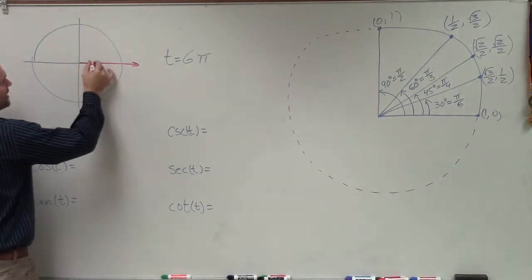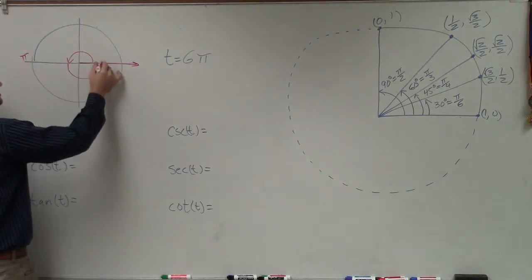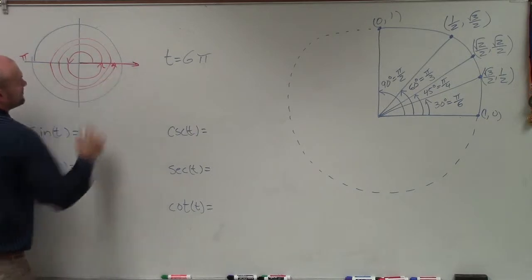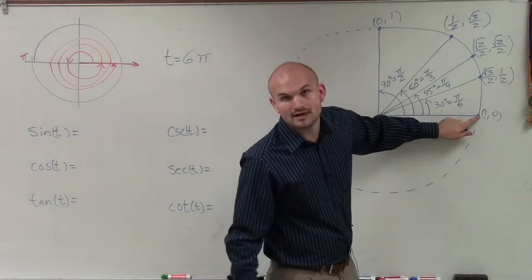So when looking at this here, we know that if we start at our initial side here, and I rotate halfway around a circle, well, that's pi. And if I just keep on doing that, that's 2 pi, 3 pi, 4 pi, 5 pi, 6 pi. Okay? So therefore, you can see that we are now at the point (1, 0).